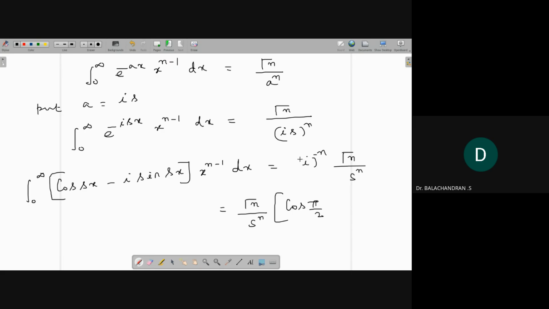So I will write actually 1 by i power n. If I write it in the numerator, this is i power minus n.